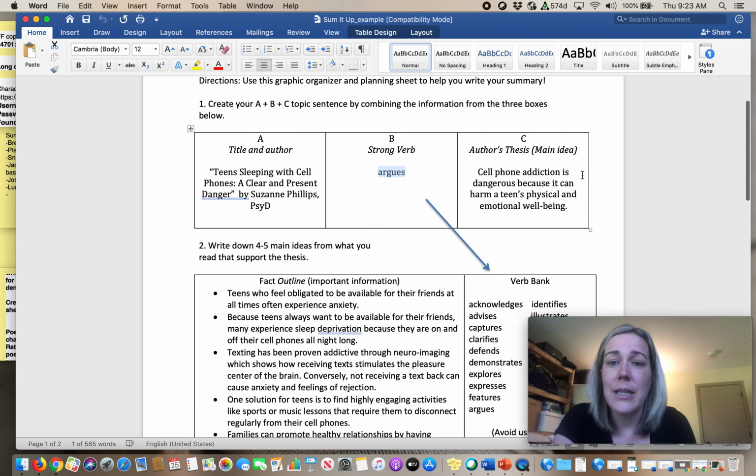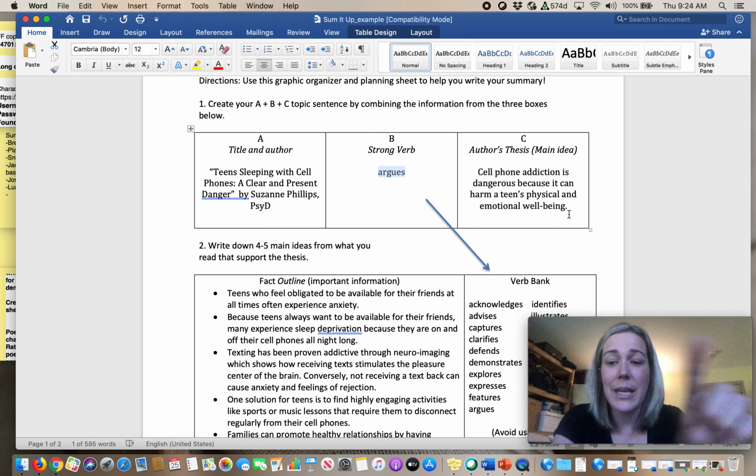And then finally, the author's thesis is that cell phone addiction is dangerous because it can harm a teen's physical and emotional well-being. So when put together, you will have a clear topic sentence that reads: In the article, Teens Sleeping with Cell Phones, a Clear and Present Danger by Suzanne Phillips, she argues that cell phone addiction is dangerous because it can harm a teen's physical and emotional well-being.